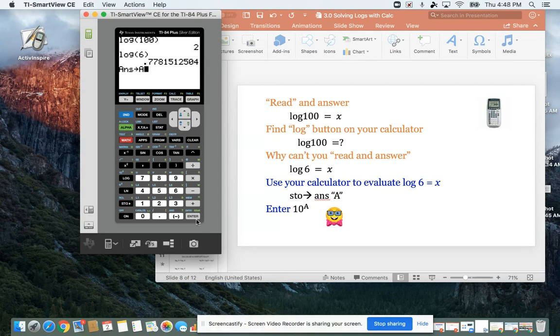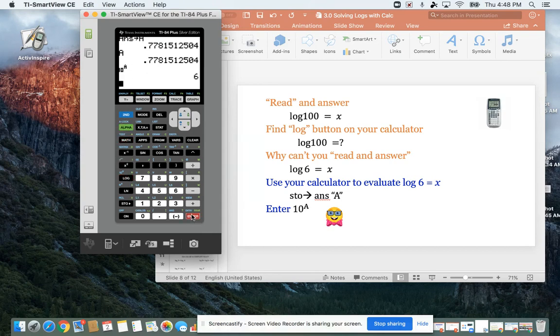You see the A above there, and push enter. Now, anytime I recall alpha A, it is log of 6, right? So that is what I store as log of 6. What's very interesting is now I can do second log, which is 10 to the power of something, and then put that A in there.